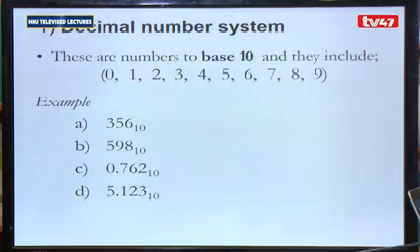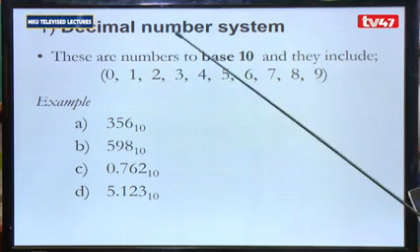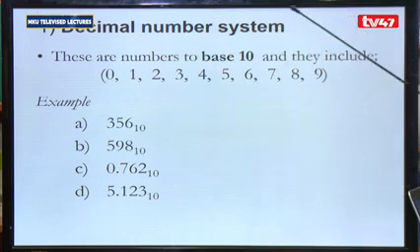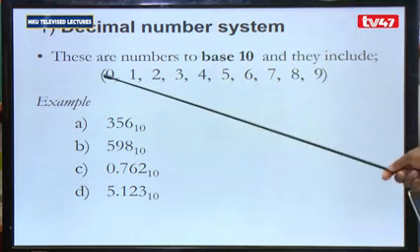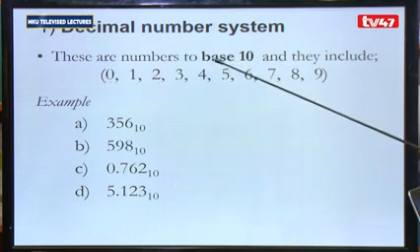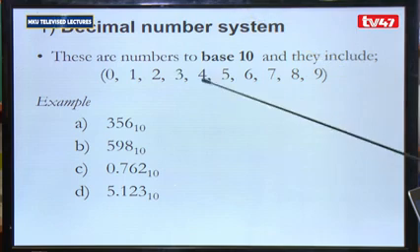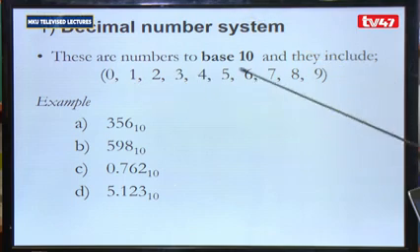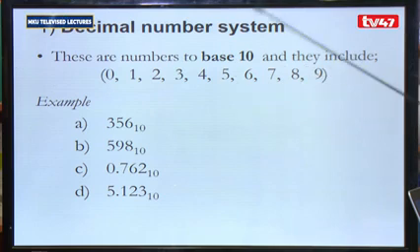So the decimal numbering system are numbers to base 10. And we have said this is the language of human beings. We count numbers from 0 to 9, a total of 10 numbers. That's why we refer to them as numbers to base 10. So any number that you can form out of these 10 numbers from 0 to 9, so long as it is under base 10, it qualifies to be a decimal number.